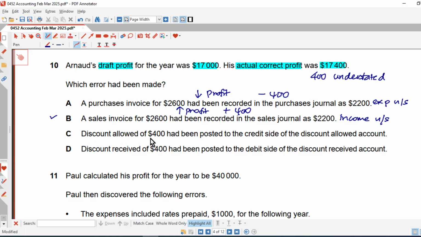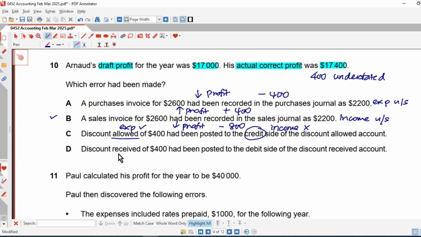Discount allowed of 400 was posted to the credit side of the discount allowed account. So instead of recording an expense, you went ahead and treated this as a form of income, which is clearly not the case, right? So in order to reverse the credit side, you have to debit discount allowed. So I'm going to reduce my profit by a total of 800 to remove the credit and to record the debit. So that's entirely a wrong figure.